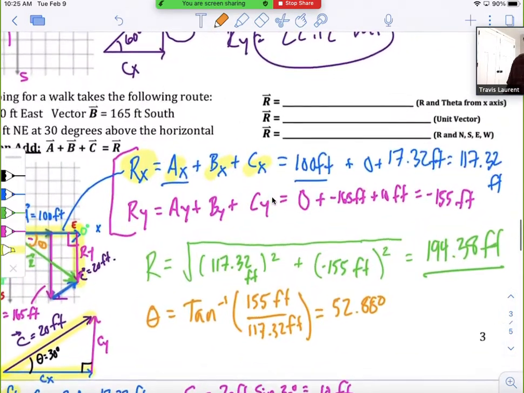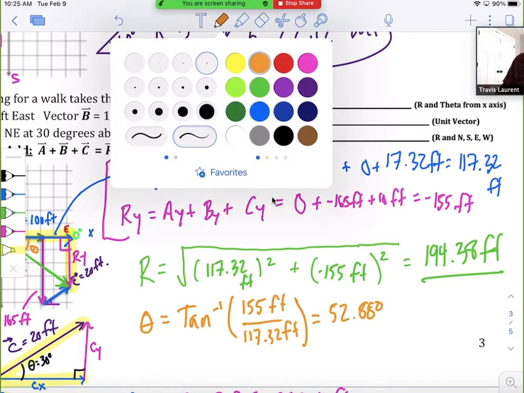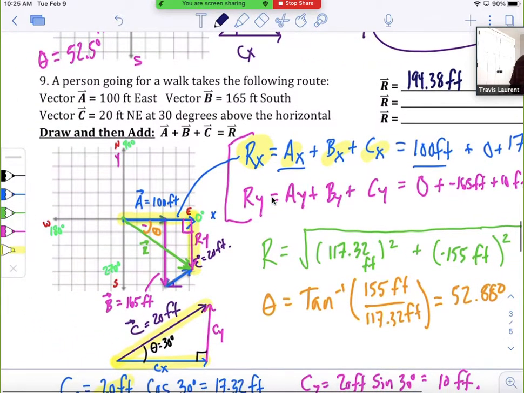The three different ways we can write it. It says r and theta from the x-axis. So we know that our value was 194. I'm just going to change colors here. Let's go with this nice dark purple. So the first way you can write it is 194.38 feet, and then theta from the x-axis. That's the way math teachers like to write it because they do polar coordinates.